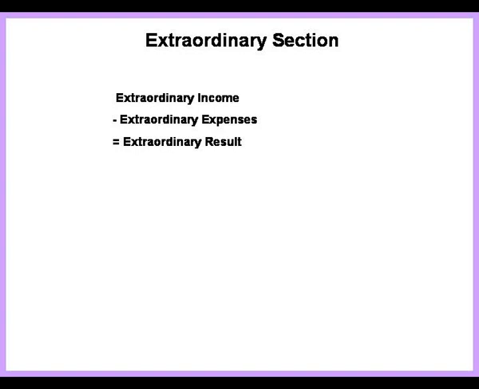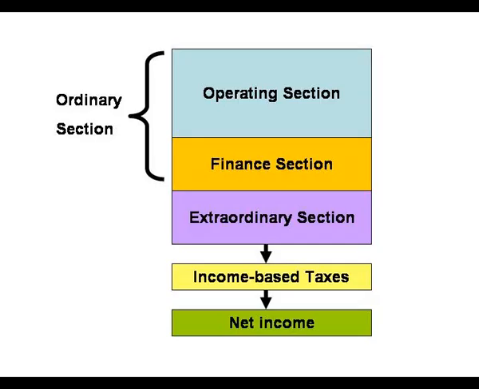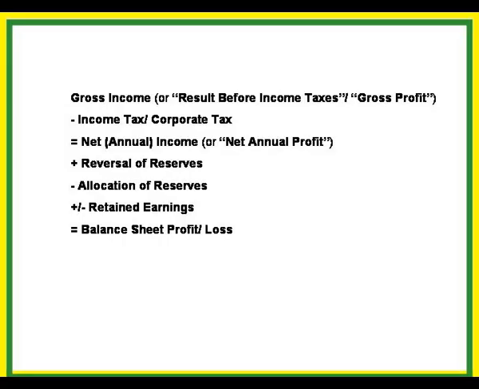That tallied up leads to an extraordinary result, and if we add the ordinary result with the extraordinary result, then we arrive at the gross income, which is also called result before income taxes or gross profit, and in German ist das Ergebnis vor Einkommensteuern, Ergebnis vor Steuern aus Einkommen und Ertrag. If we're a partnership, we now deduct the income tax. If we're a corporation, we would have to deduct the corporate tax. And this leaves us with our net annual income or net annual profit, which is the Jahresüberschuss or Jahresfehlbetrag in German.